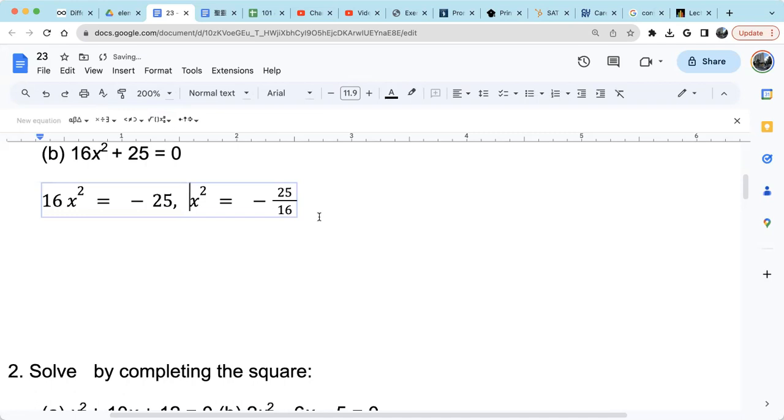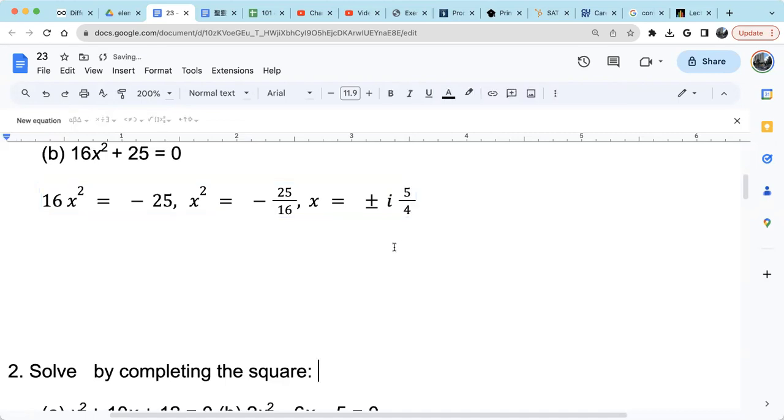Then now we square root both sides. When we square root both sides, we get x equals plus minus, 2 values, one positive, one negative, because a negative squared is also positive. Square root of a negative sign is i, right? We can write i up front or behind the number. Square root of 25 is 5. Square root of 16 is 4.